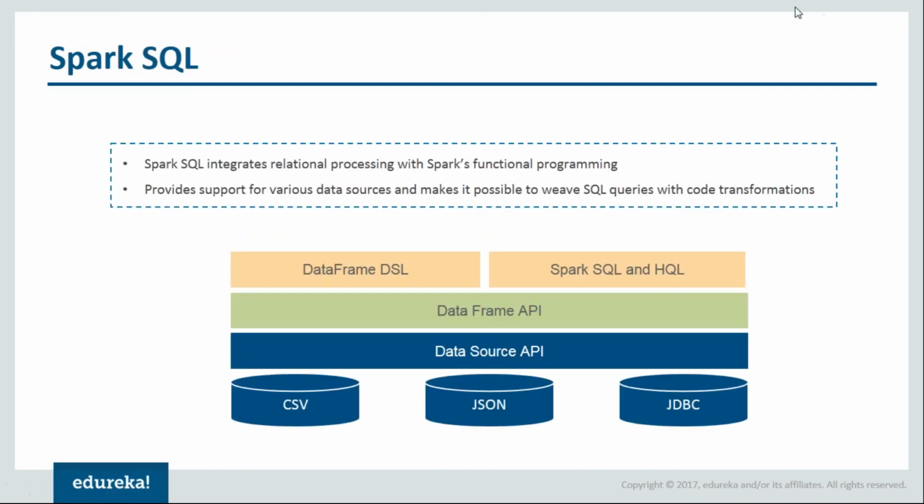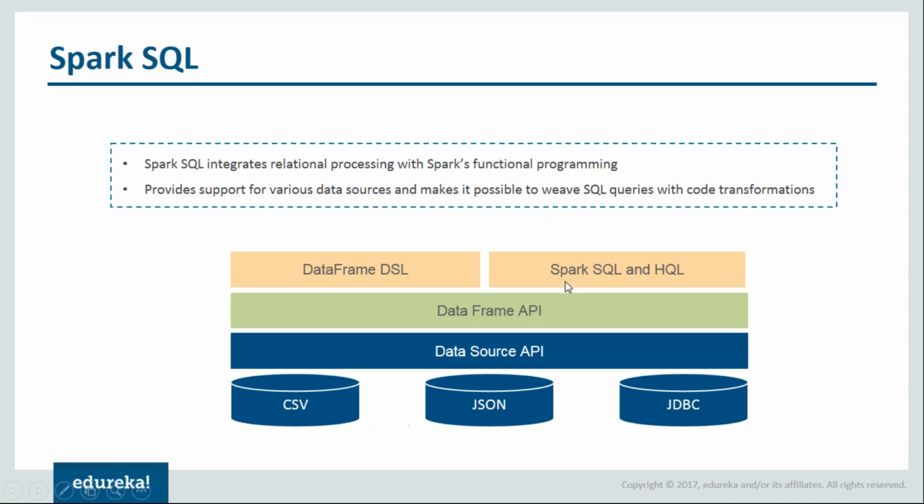Now let us take a look at Spark SQL and its architecture. Spark SQL is a new module in Spark, and it integrates relational processing with Spark's functional programming API. It supports querying of data either via SQL or via Hive query language. For those of you who are familiar with RDBMS, Spark SQL will be a very easy transition from your earlier tools because you can extend the boundaries of traditional relational data processing with Spark SQL. It also provides support for various data sources and makes it possible to weave SQL queries with code transformations, and that is why Spark SQL has become a very powerful tool.